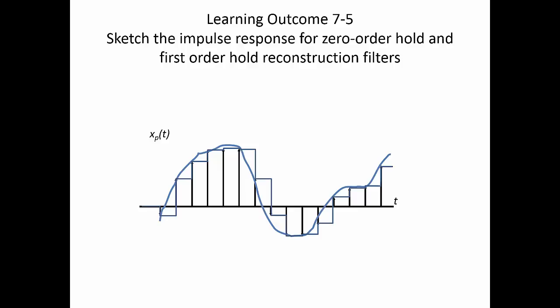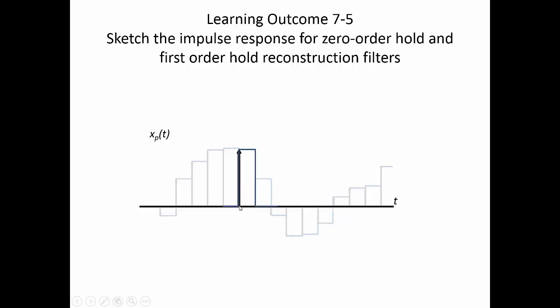It works pretty well, and if capital T is smaller, therefore omega s is larger, which would then also mean that your spectrum has more gaps between it, then this would be a pretty good approximation because these bands would be very narrow. So let's look at this. How do we do this?